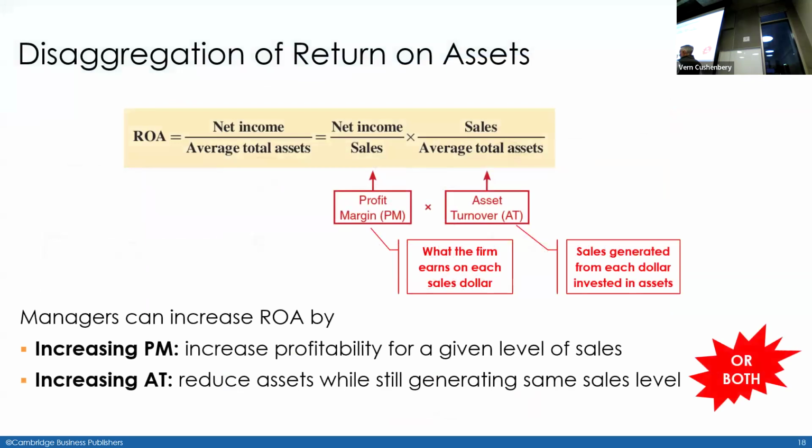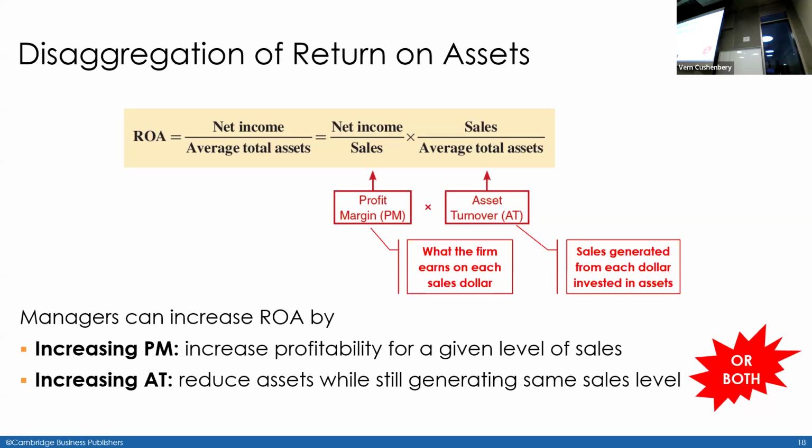Okay, here's the disaggregation that I was looking for. We have return on assets equals net income over average total assets, which is broken down into its two components: profit margin, income over sales, times asset turnover, or sales over average total assets. When we look at return on assets, let's say hypothetically, we see return on assets going up over time.